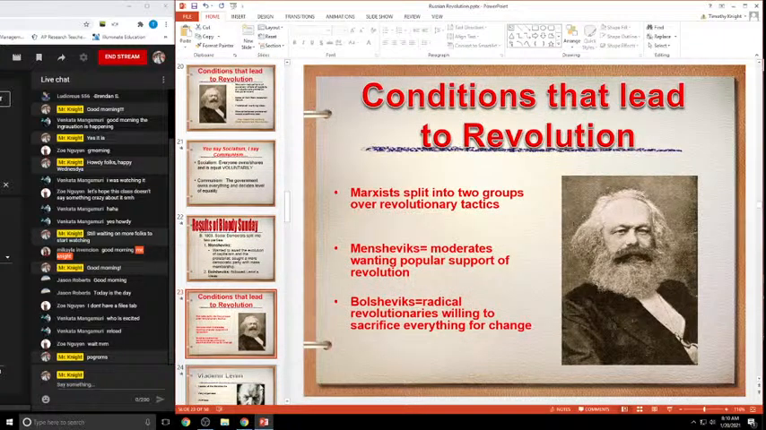So the Marxists basically split into these two groups over revolutionary tactics. The Mensheviks being more moderate, wanting that popular support. The Bolsheviks being more radical, wanting to use violence, wanting to use revolution, and willing to sacrifice everything for change, even their own lives.